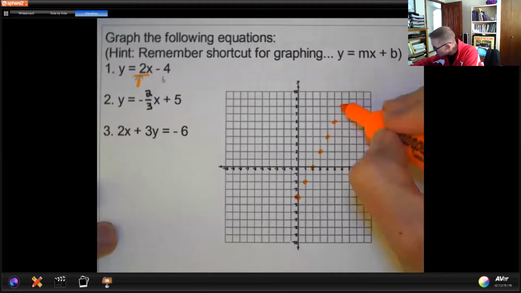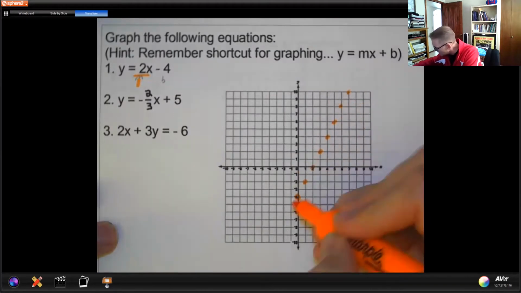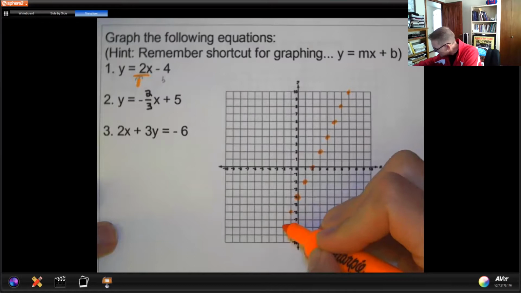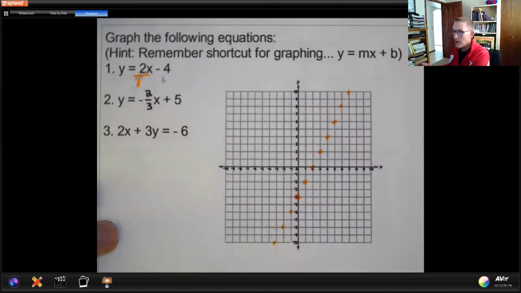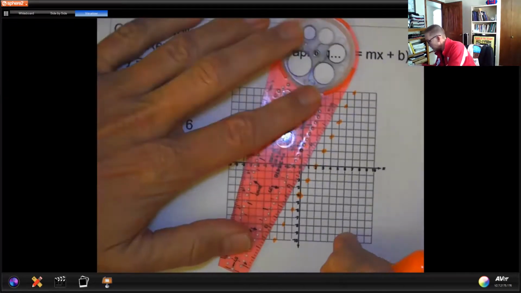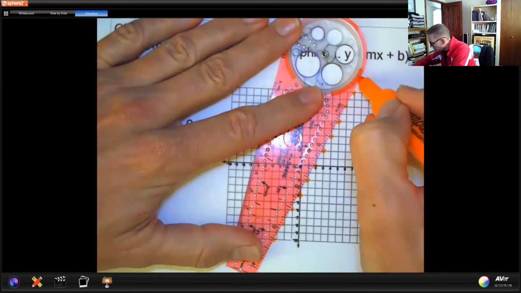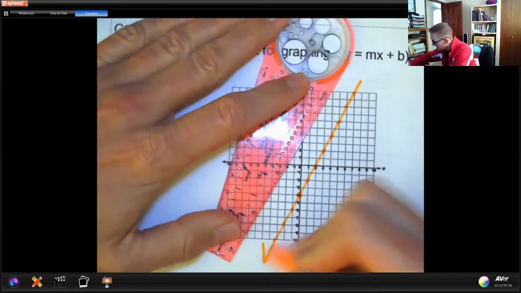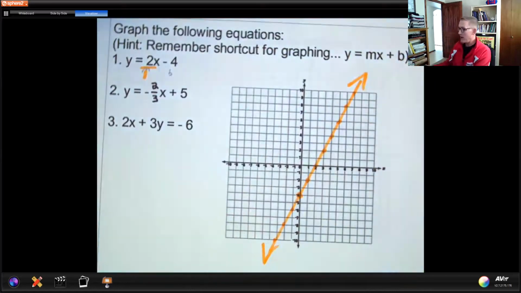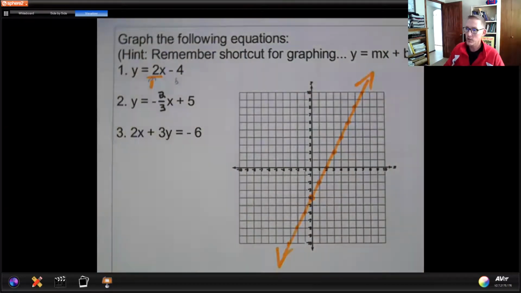One of the things that's super important when you're doing systems is that it's not a bad idea to get as many points as you possibly can. Use that slope pattern and fill the entire grid, because I'm going to need to see where 2 lines cross each other. The more accurate the line, the better chance I have of actually getting that intersection point. Now, we're not looking for where lines cross just yet. We're just reviewing how to graph using the shortcut.